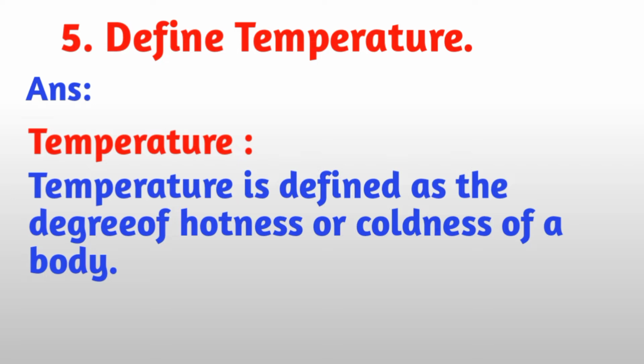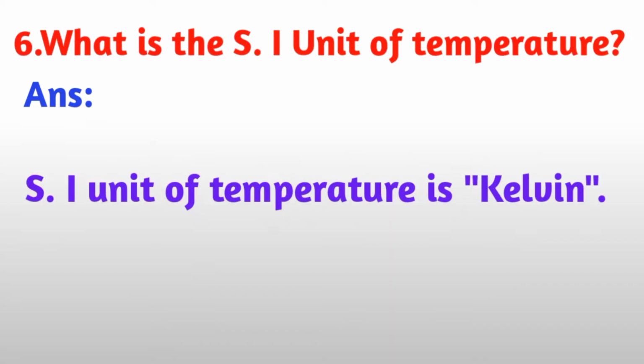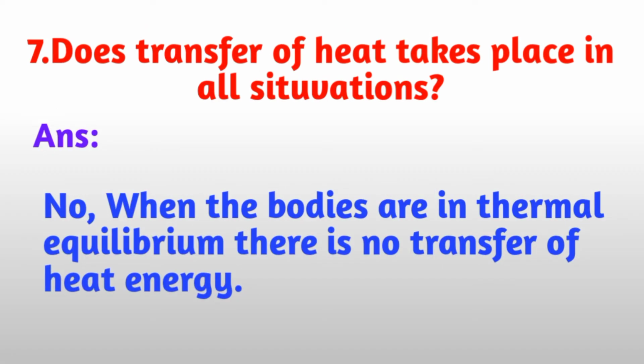Define temperature. Temperature is defined as the degree of hotness or coldness of a body. What is the SI unit of temperature? SI unit of temperature is Kelvin. Does transfer of heat take place in all situations? No. When the bodies are in thermal equilibrium, there is no transfer of heat energy.